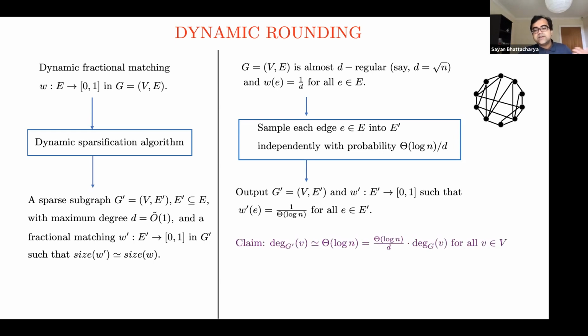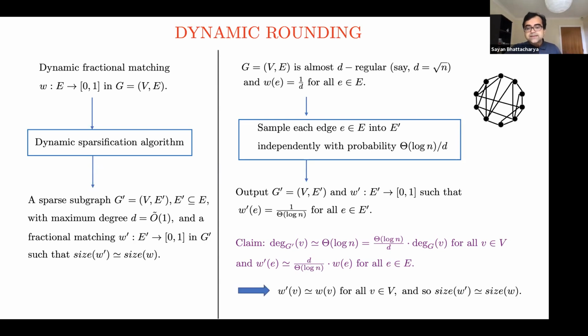So essentially what we are doing is we are scaling the degrees of the nodes by a factor of log n over D. This holds with high probability by Chernoff bounds. On the other hand, we are scaling up the weights of the surviving edges, the sampled edges, by the inverse factor, D over log n. And as a result, the total weight received by the nodes are preserved, again with high probability. And this is a good sparsification scheme, dynamic sparsification scheme.